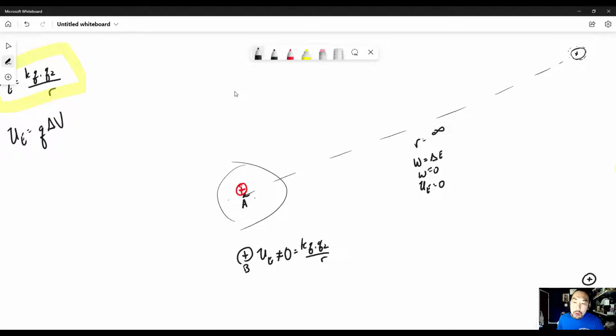In order to move this charge, I'm just going to call it charge B, to location B, work has to be done because we are going against the electric field of A. Now I also want to keep in mind here, this will get a little messy, so I'll do this off on the side.